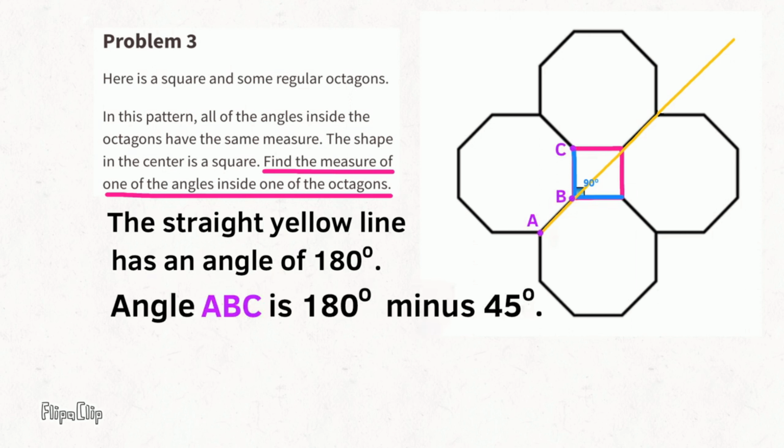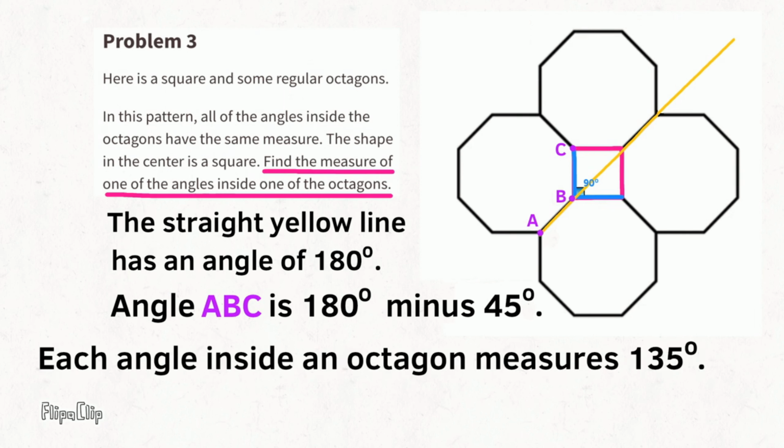Angle ABC equals 180 degrees minus 45 degrees, because the yellow line cuts right through the square, cutting 90 degrees in half, and half of 90 is 45. 180 degrees minus 45 degrees is 135 degrees. Each angle inside an octagon measures 135 degrees.